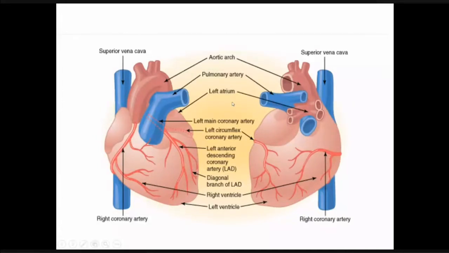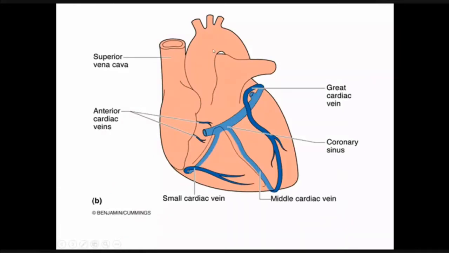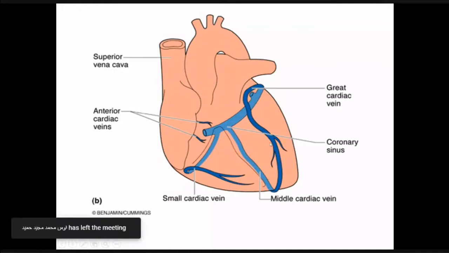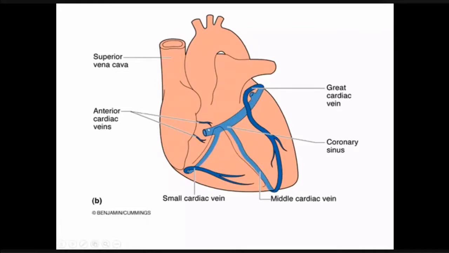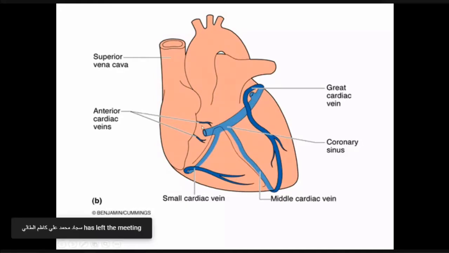Okay, good. This is a diagram showing the venous return of the heart. You can see here these are the small cardiac veins, these are the middle cardiac veins, while this is the great cardiac vein. All of them unite to form what is called the coronary sinus. The coronary sinus will give the blood into the right atrium, so from the right atrium to the right ventricle, then to the pulmonary artery. These are important matters you must be aware of.